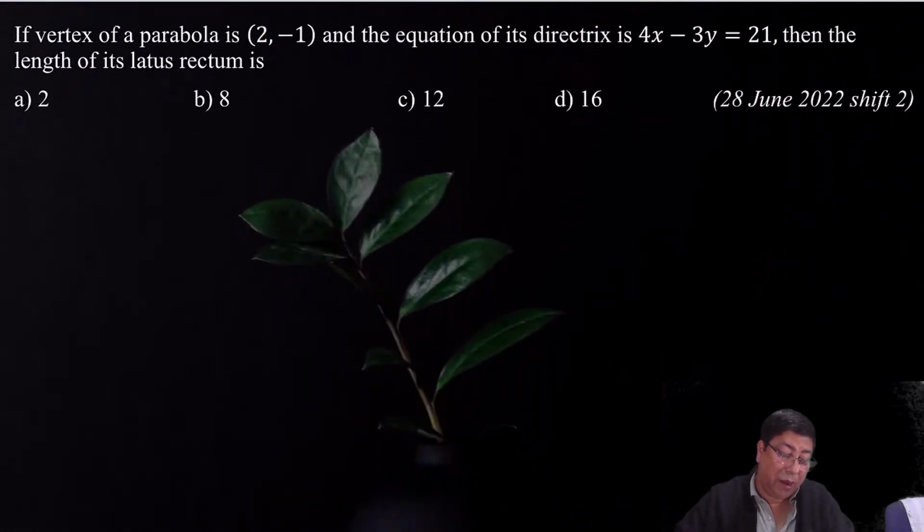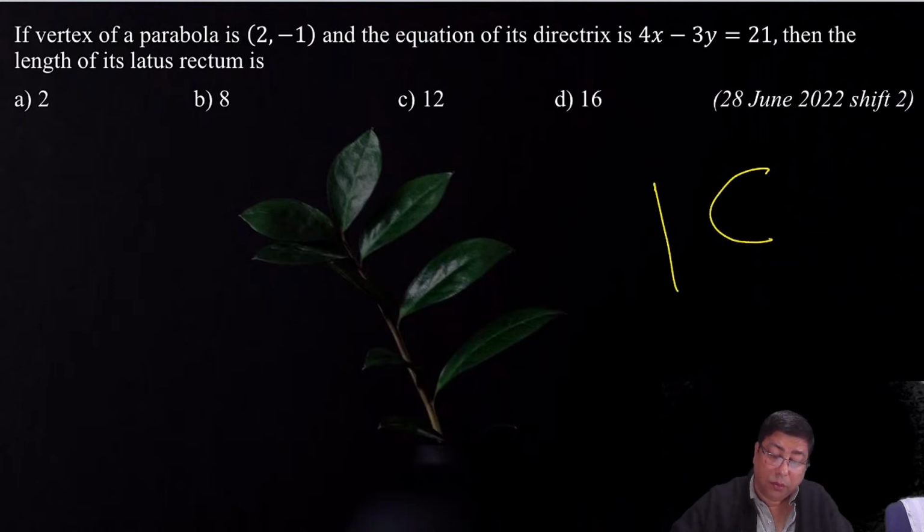If the vertex of the parabola is 2 comma minus 1 and the equation of the directrix is 4x minus 3y equal to 21, then find the length of the latus rectum. This is a very simple sum. So what can be done here? The vertex is given and the equation of the directrix is given.